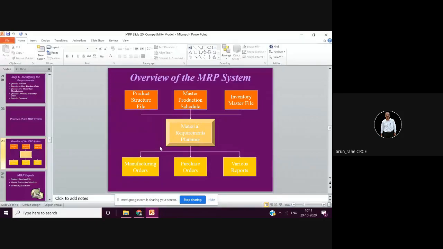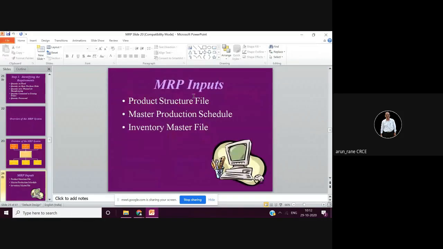You get manufacturing orders. Then you issue purchase orders based on these inputs. MRP will issue the purchase order, that is, how many pieces to be ordered and the time. It also generates various other reports. So as I said, what are the inputs? The inputs are the product structure file, master production schedule, and inventory master file. These are the inputs to the MRP.